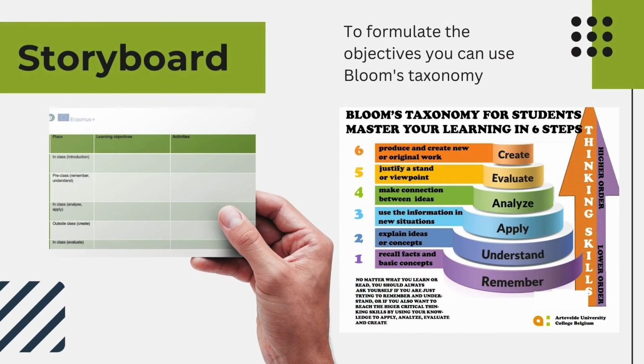The Canvas model only helps you to make decisions. The most important document is a storyboard. Now that you have made all your decisions, you can fill every part of the storyboard in, and for formulating the objectives, you can take Bloom's taxonomy as a good basic instrument.